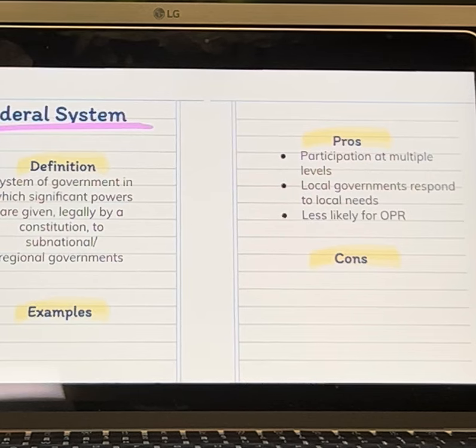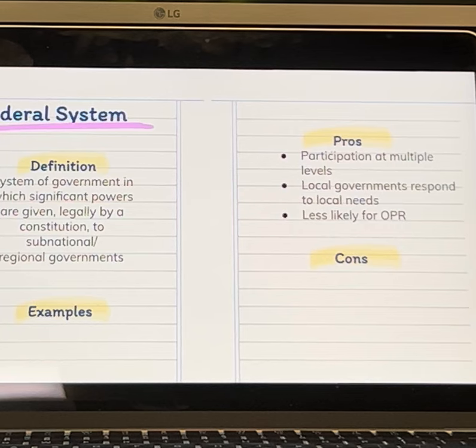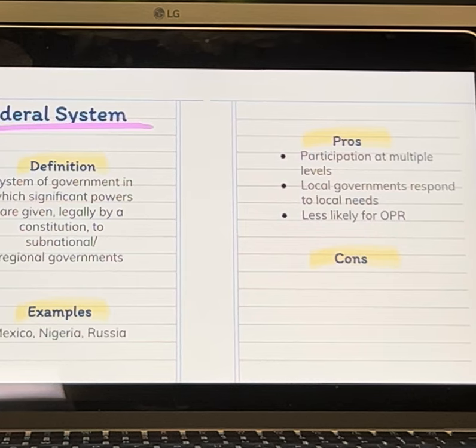Okay. And then I abbreviated one party rule as OPR a lot in this. You'll soon learn. So a federal system is less subject to OPR, one party rule, because there are multiple levels of government that need to be taken over before the one party can really rule. So the examples are Mexico, Nigeria, and Russia.